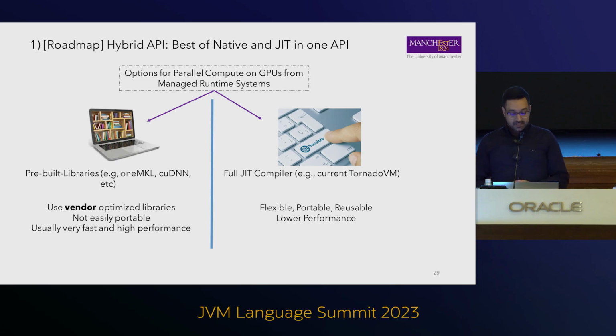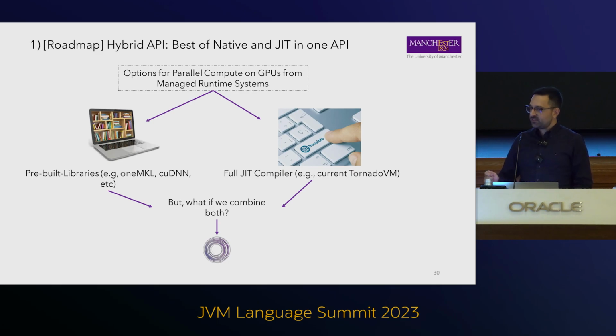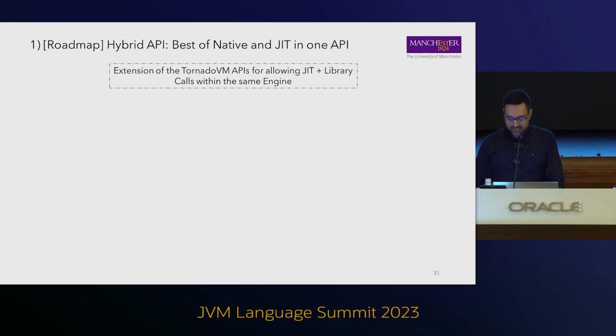Well, the reason is, on one side, you want to be flexible, you want to be portable, you want to reuse code, etc. But it usually offers lower performance because those libraries have been optimized by experts during many, many years. So it seems like we're missing an opportunity here. On the other side, just using pre-built libraries, well, they are very vendor locked in. It's not easily portable. You get just one specific device, probably with one specific set of parameters. But they are really, really fast. The question is, what if we combine these two? Is it possible? Well, the answer is yes. This is ongoing work, and let me show you how.